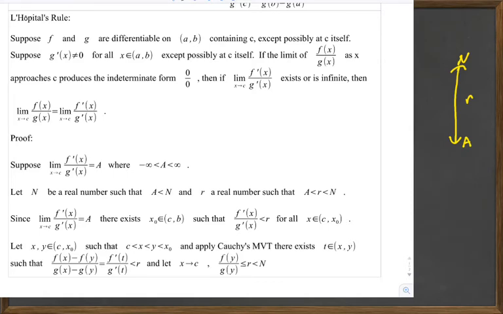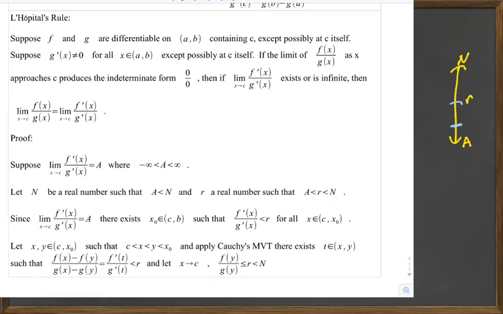Since the limit as x approaches c of f prime of x over g prime of x is equal to a, there exists an x naught in the interval (c, b) such that f prime of x over g prime of x must be less than r, because we're going to be approaching a at some point in time. We have to be less than r, so we have to be down here, and that's going to occur for all x in the interval (c, x naught).